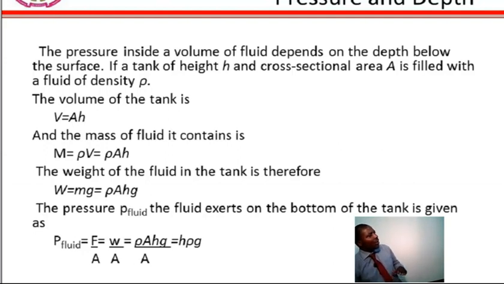Meaning that pressure at the bottom of a liquid is independent of the cross-sectional area of the liquid. Rather, it depends on the height and the density, including the acceleration due to gravity, which is usually a constant, expressed as 9.8 meters per second squared.